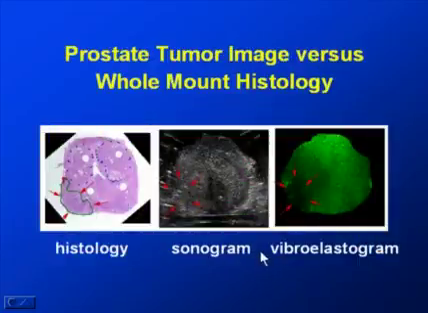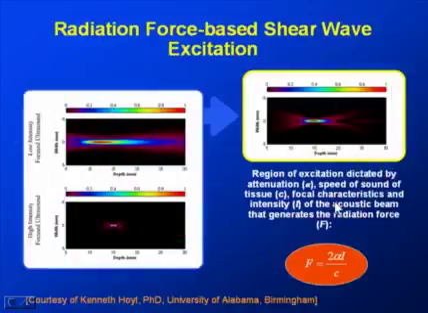Here's another example of their work showing, in this case, a whole mount prostate obtained after radical prostatectomy. Here's the pathology with the lesion down in this corner. The equivalent sonogram, you can to some degree see the lesion, but then in vibro-elastography this stands out very, very nicely as this black defect here in the otherwise fairly uniformly green gland.